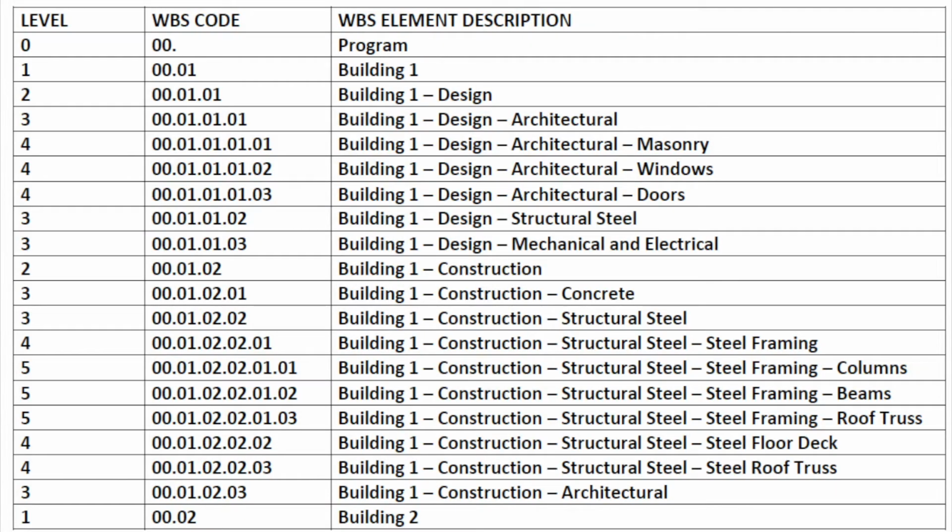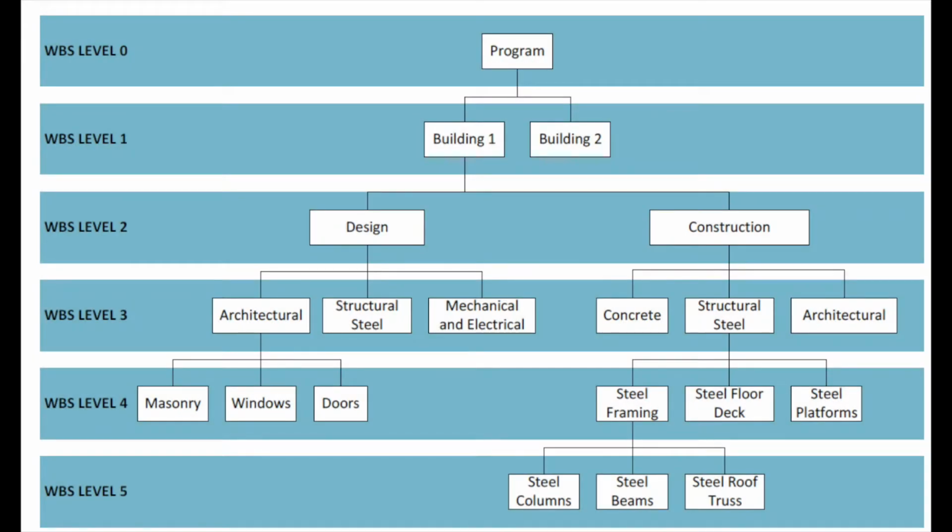Here's an example of the outline format for a WBS, where the activities are arranged in a list format, and as your level number goes up, so does your level of detail. Here's an example of a chart format for a WBS, where you can see the hierarchy layout within the project.